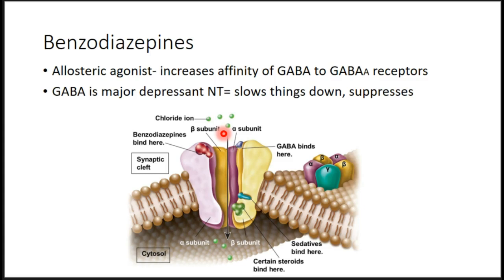So GABA doesn't necessarily make you feel bad. It is literally a depressant, but it's not making you feel sad. Sometimes you feel really good when you have elevated GABA. With all these neurotransmitters, it's just about where they're going and what they're doing. So benzos are allosteric agonists.